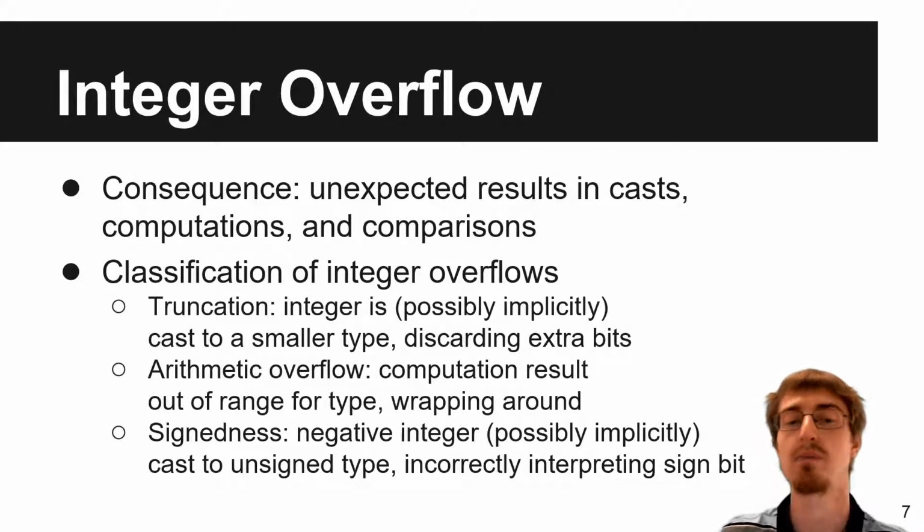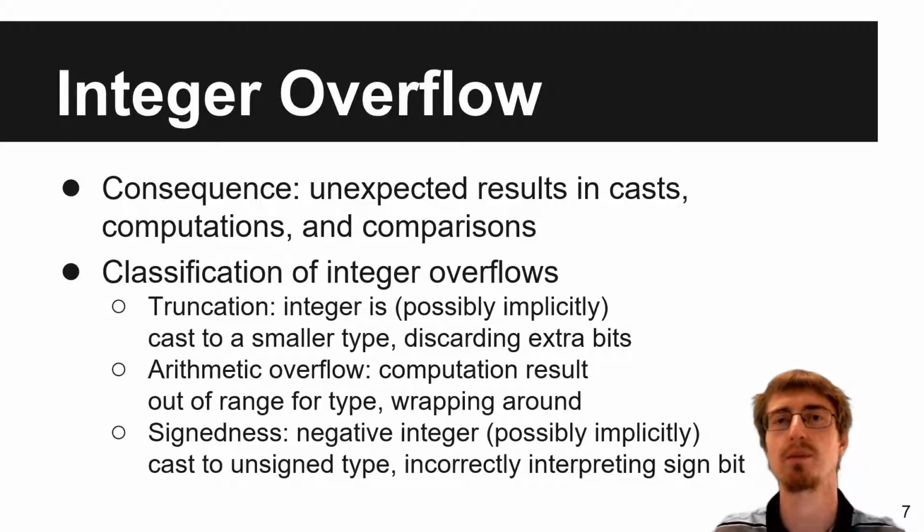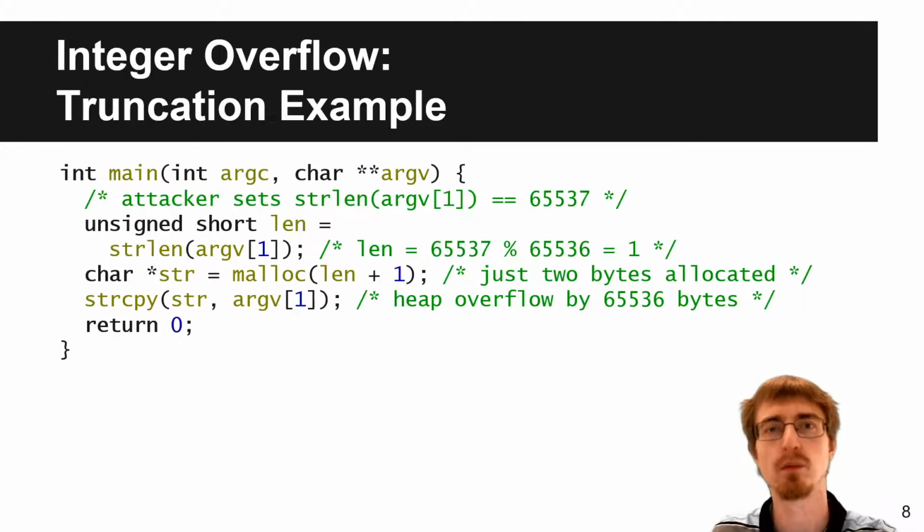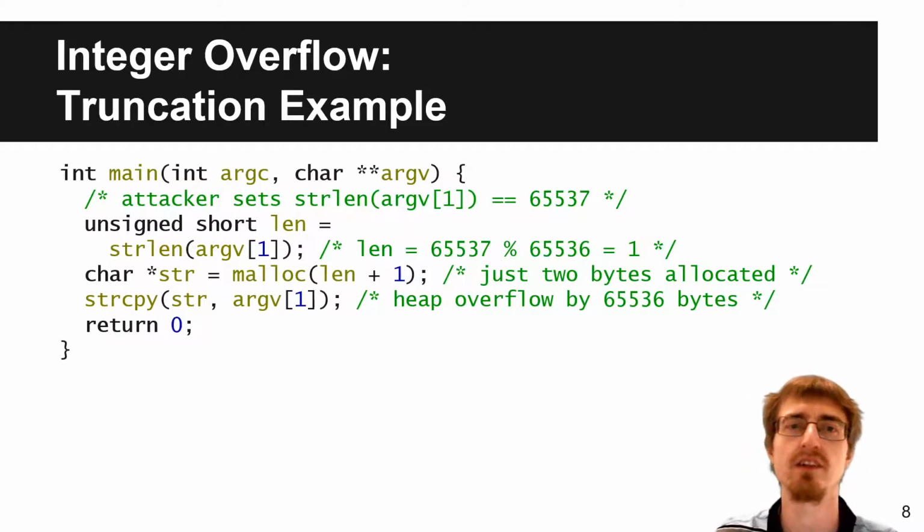Well, if you then compare it, you're incorrectly interpreting the sign bit. And a very small number, because it's very negative, suddenly becomes a very large positive number, which would be very unexpected for most programmers. The program you see here is a very simple example of an integer overflow through truncation that has a security impact.